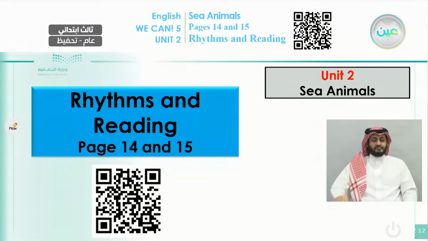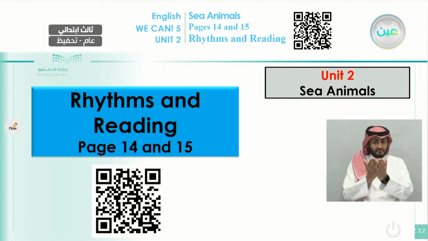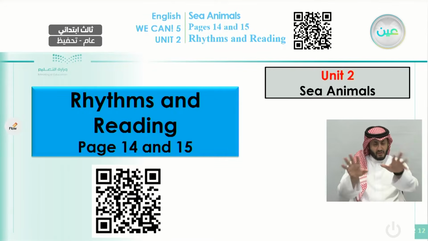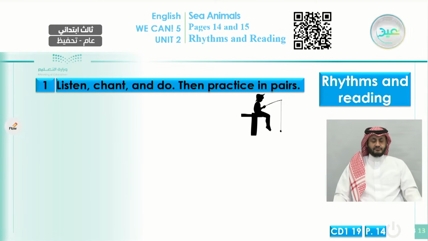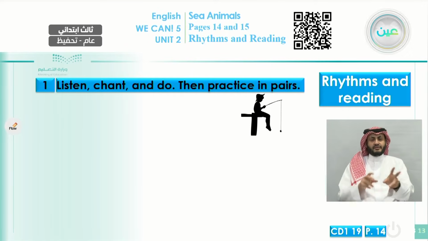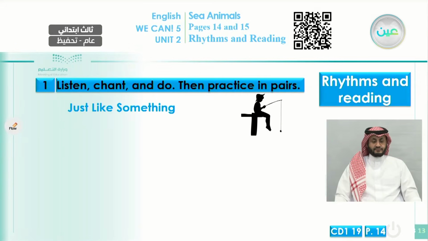Okay, and now we move to our main class of today, rhythms and reading, page 14 and 15 in Unit 2, Sea Animals. And you can see the QR here. You can scan it to get all the materials needed for this lesson. Okay, now in number 1, rhythms and reading, listen, chant, and do, then practice in pairs. Before we listen, let's see these pictures.